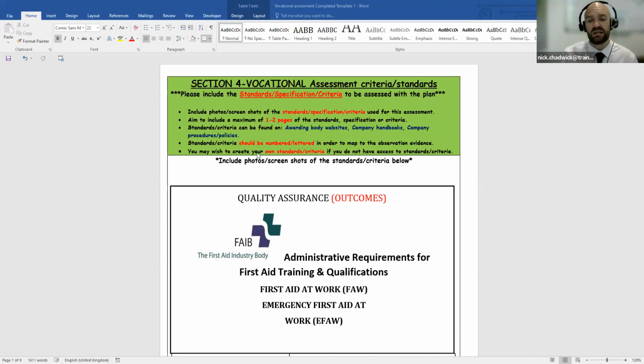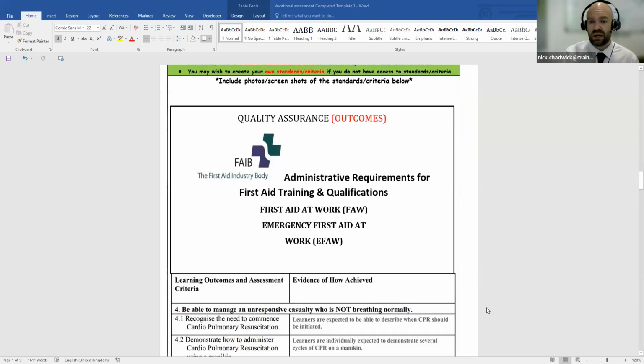My advice is to include 1 to 2 pages of the standards or criteria. You could include photos if you wish. I would also recommend that your standards and criteria should be numbered or lettered, and this is going to help the observation stage as well.